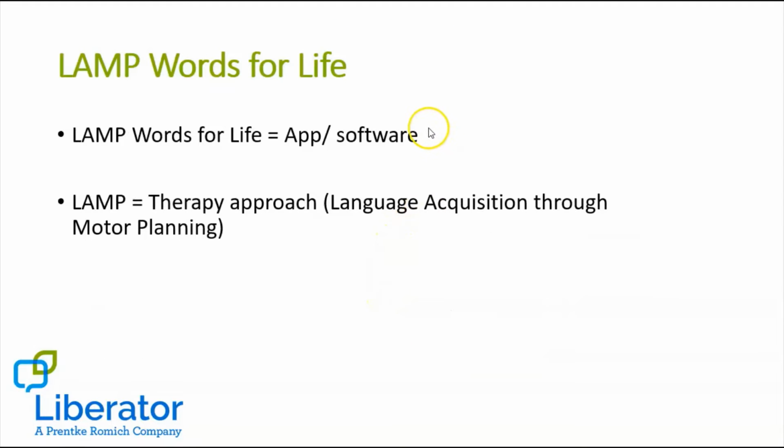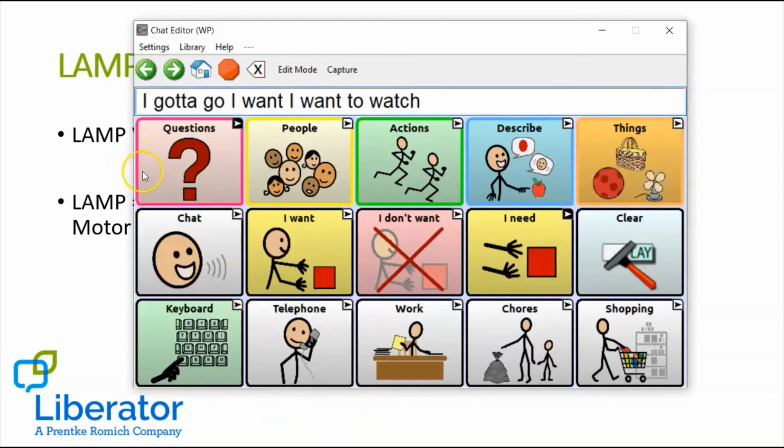Okay, so Lamp Words for Life is another vocabulary that's available on Chat Editor and some of our chat devices, but it isn't available on the Nova Chat, which is why we didn't go through it. It's only available on our Chat Fusion devices and Rugged devices.